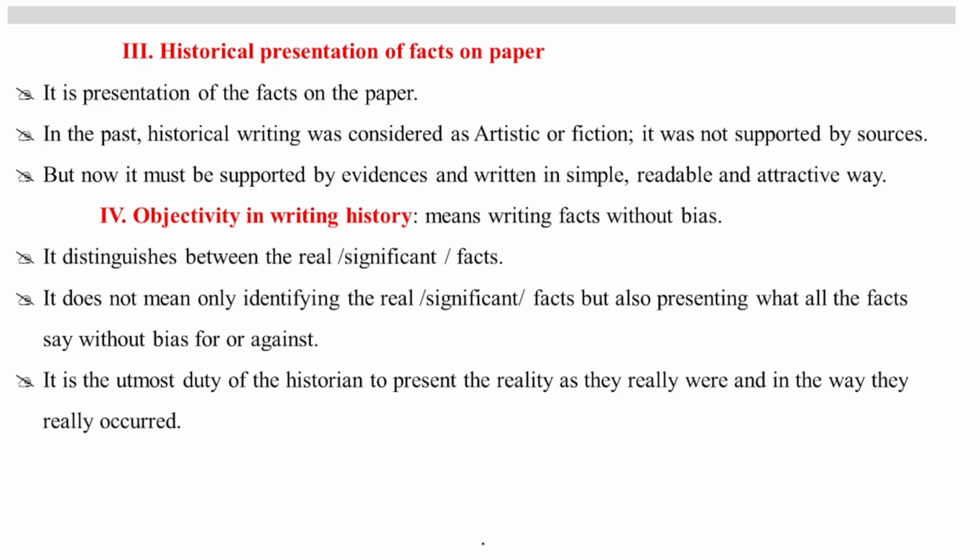Erga source keenya adda baafneen booddeetti after historical interpretation erga gooneen booddeetti the third stage is also writing history. Kanaaf inni kuni it is the presentation of facts on paper. In the past, historical writing was considered as artistic or fiction. It's wrong. It was not supported by a source. The main problem with Ethiopian history is second. But now it is must be supported by evidences and written in simple, readable, and attractive way.